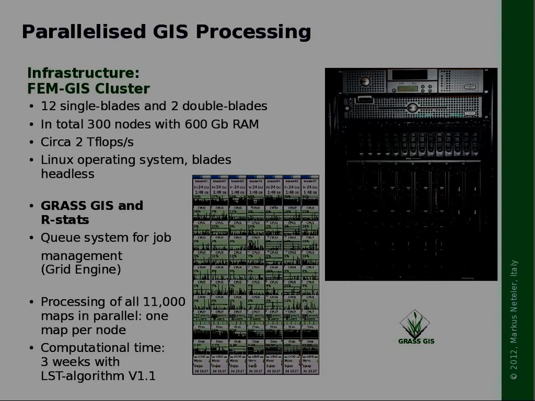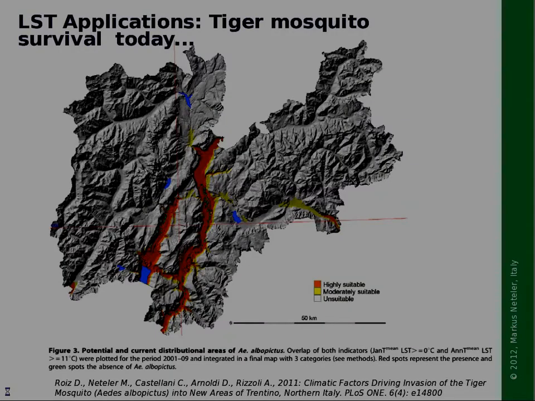Everything is based on open source GIS and also on the R statistical language, and as a grid engine, Grid Engine has been used as queue management.